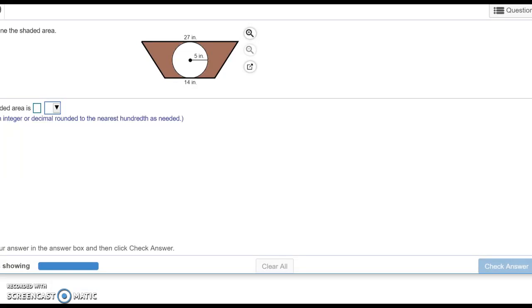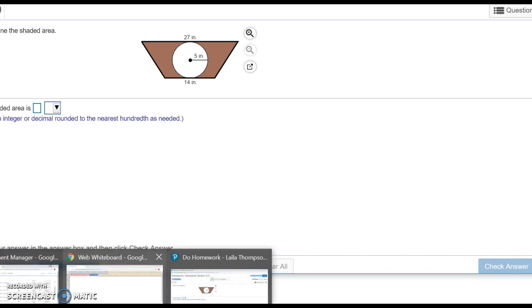Okay, in this example, we want to find the area of the shaded region. We have a composite figure that has a trapezoid with a circle inscribed inside the trapezoid. So if we want to find the area of the part that's shaded in, we have to find the area of the trapezoid and then take away from that area the area of the circle that is inscribed inside the trapezoid.